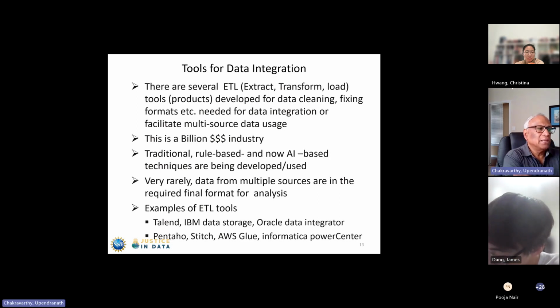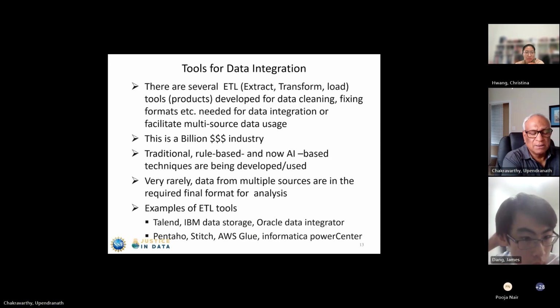As we said, there are several ETL tools for data cleaning, fixing formats, etc., needed for data integration or to facilitate multi-source data usage. This is a huge industry because data is never clean. Data has a lot of missing values. Data has a lot of duplications.